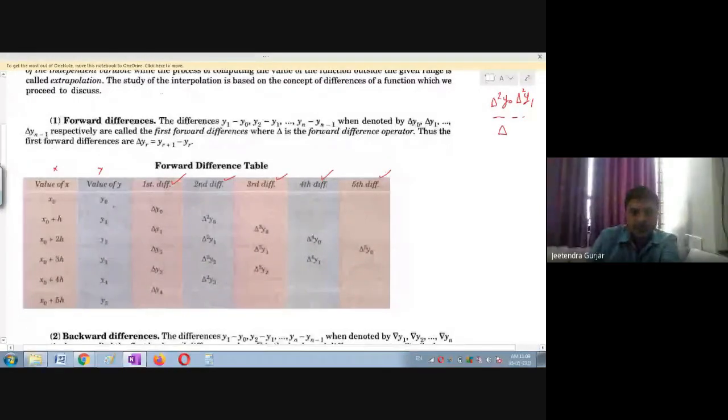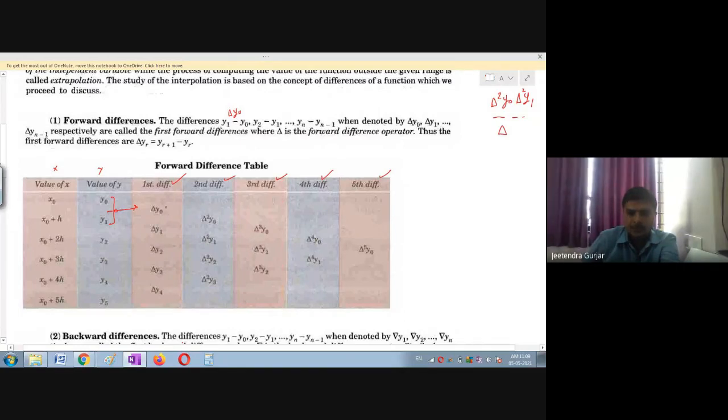Now you can see the difference between y1 minus y naught. As I told you, y1 minus y naught is nothing but delta y naught. So this is our first difference. Just subtract this, you'll get the first difference. We'll continue like this. You'll get delta y1, delta y2, delta y3, and delta y4.